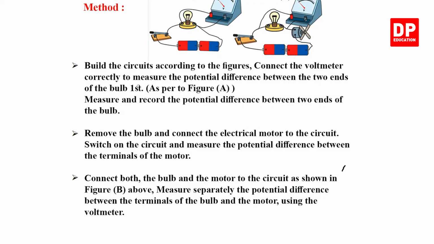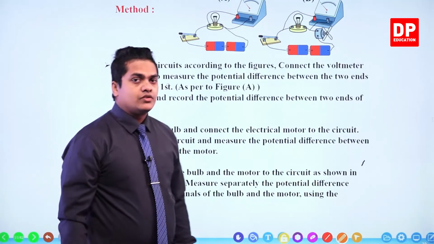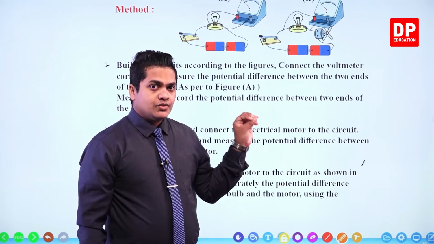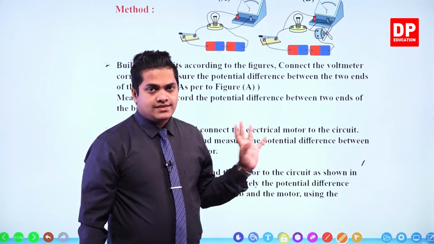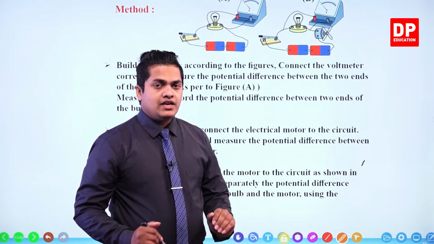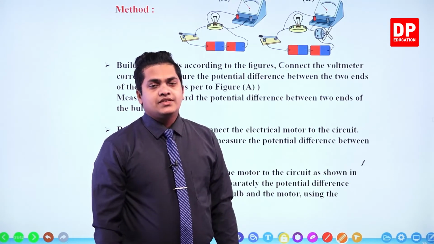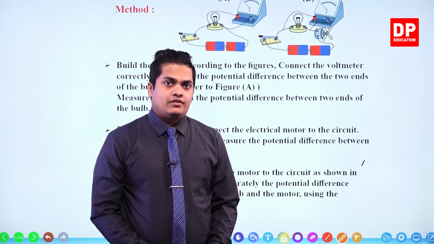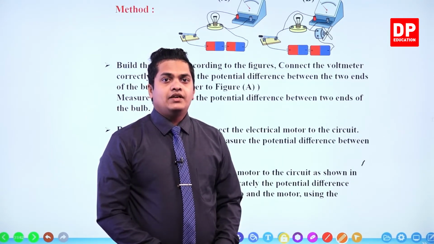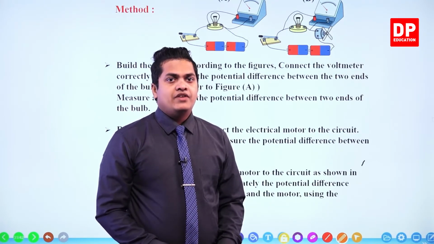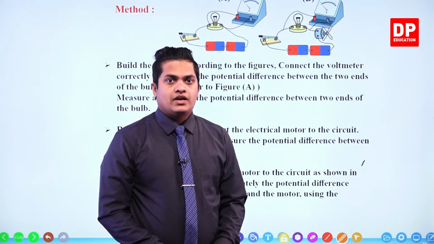Then connect both the bulb and the motor to the circuit as shown in figure B above. Measure separately the potential difference between the terminals of the bulb and the motor using the voltmeter. So you have to connect the two instruments in a series connection. Then separately we have to measure the voltage using our voltmeter. So this is the way of conducting our activity, my dear children. We'll head to the lab and conduct this activity and see what our readings are.